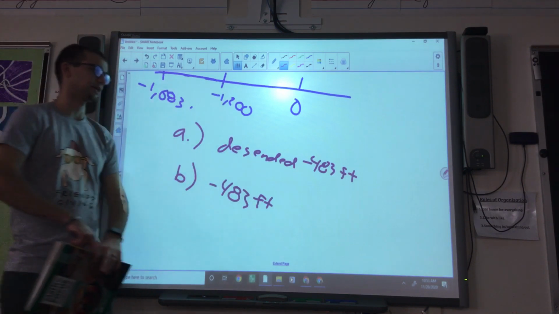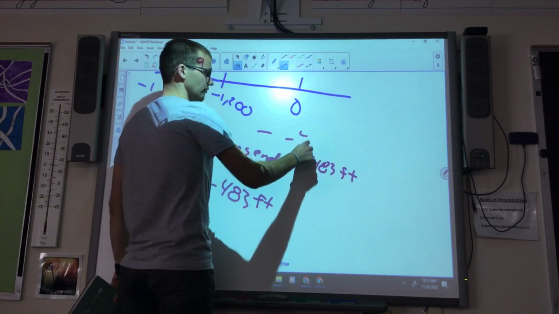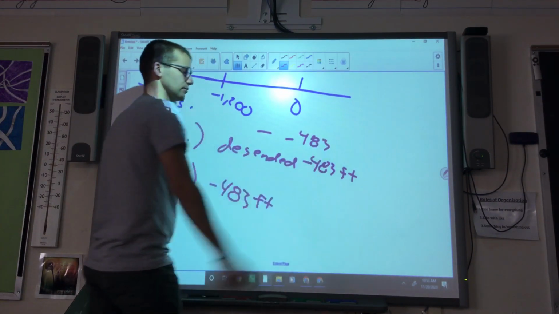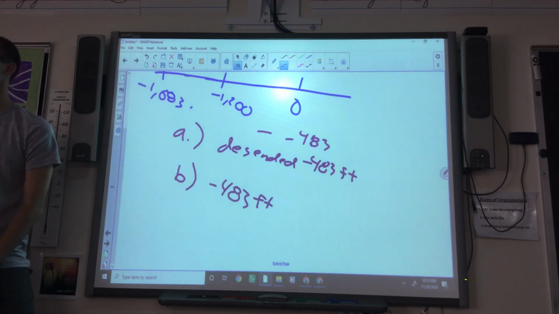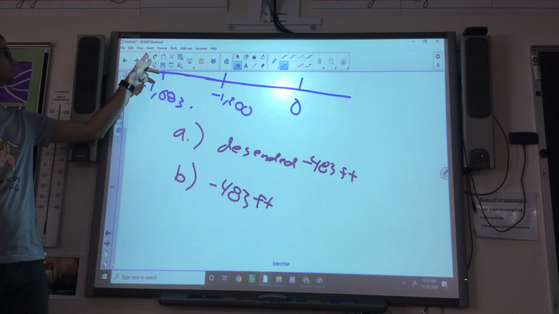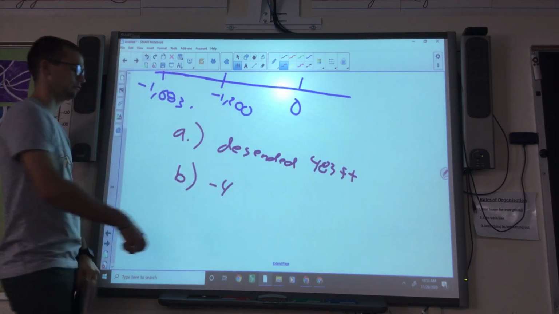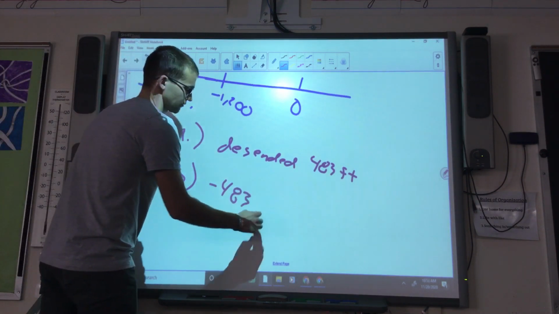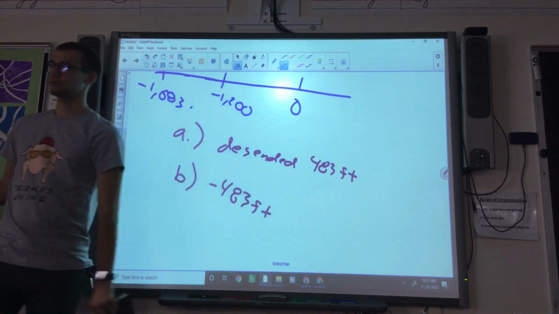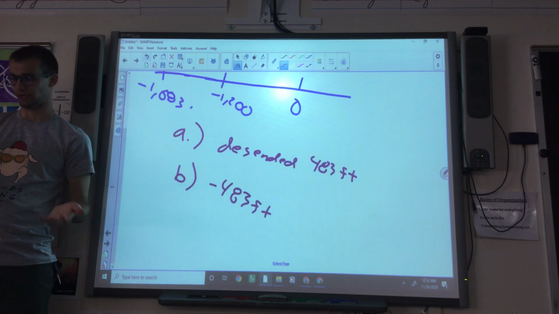Because it would be like saying negative, I'm good at math. You're subtracting negative 483 at that point. You don't want to just subtract negative 483. So you either have to say descended 483 feet, or just subtract 483 feet. Either one works, but you gotta do one of them, you can't do both of them combined.